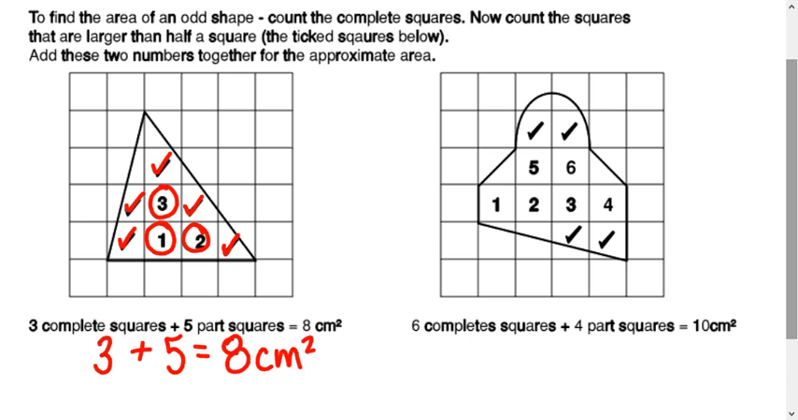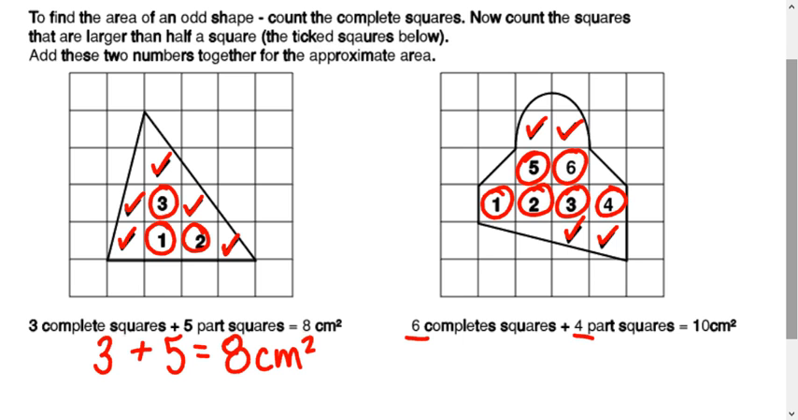For the next one, it's a little bit of a different kind of shape, but same idea. 1, 2, 3, 4, 5, 6. 6 complete squares. And then there are 1, 2, 3, 4 more that are more than half. So 6 plus 4 is 10 square centimeters. The approximate area is 10 square centimeters. We could not easily find the perimeter with this because we don't have a way to find side lengths. So we really wouldn't estimate the perimeters for these as much as we might the area.